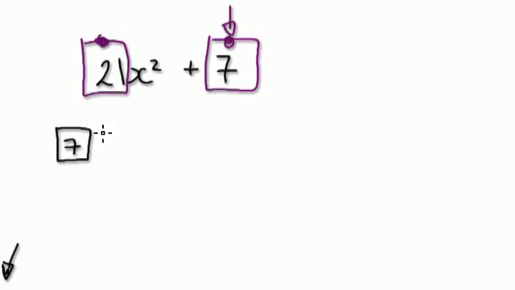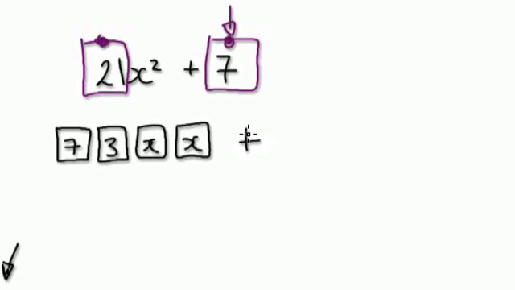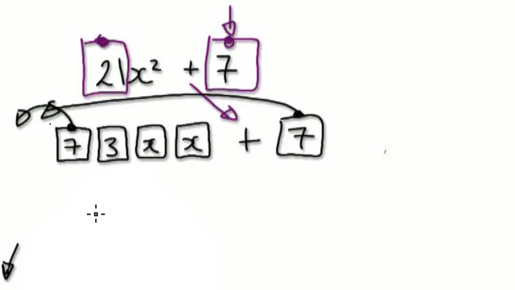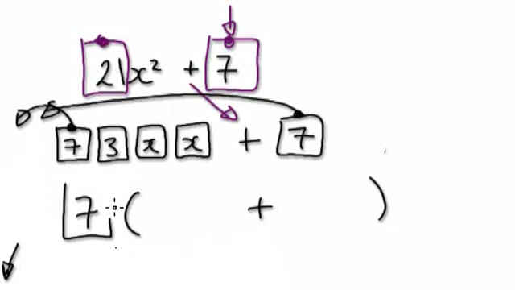So you can visualize the 21 as 7 times 3. 7 times 3 is 21. And then you've got x times x. And then the plus, I take the plus down. And then over here, the 7. We could visualize it as 7 times 1, but let's not bother. Let's just leave it as a 7. And now let's take the 7 out. So you have brackets, the plus goes in here.